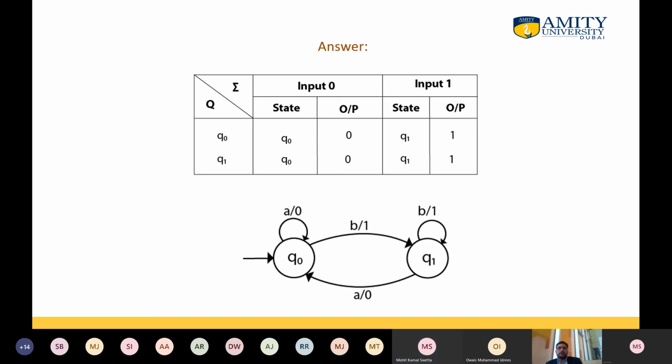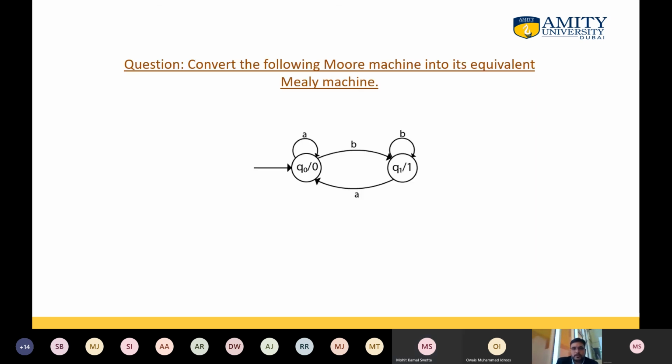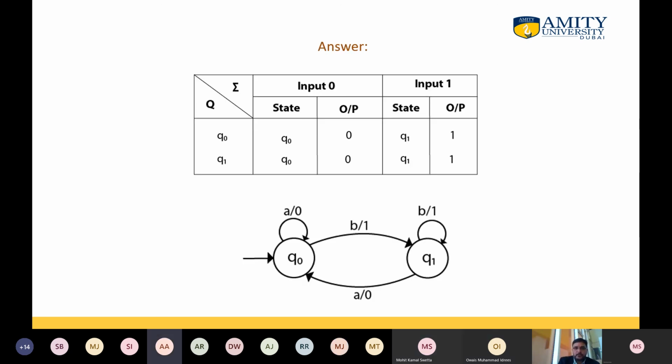So you will make two inputs. Now there will not be a separate output column, because in a Mealy Machine, with input only we write the output. So with Q0 input A, where were you going? Q0. That's why, see here, Q0 input A, you are writing Q0.